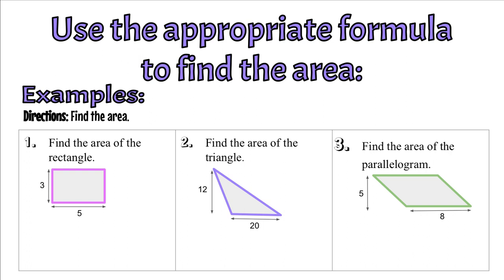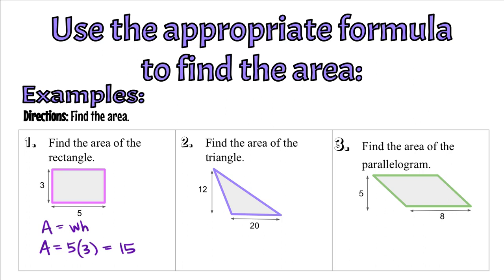Let's try some examples. In this first example, we're asked to find the area of this rectangle. This rectangle has a width of 5 and a height of 3. So if we remember, the area of our rectangle is width times height. So let's substitute those values in. That gives us 5 times 3, which equals 15. So the area of this rectangle is 15.